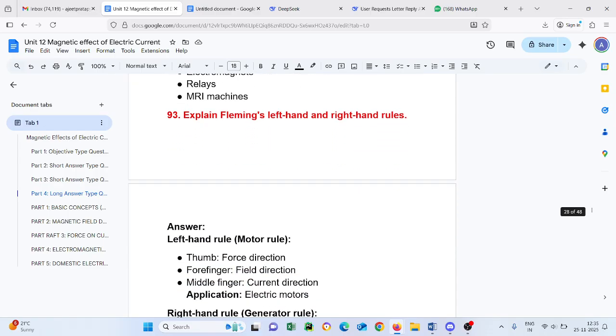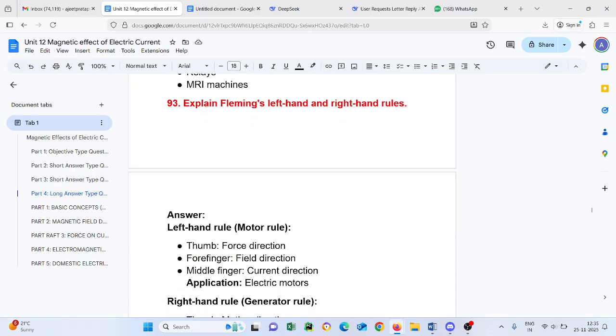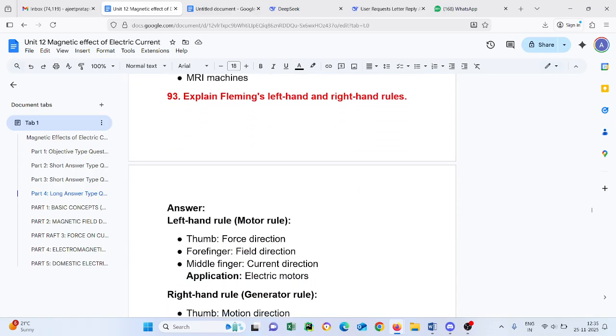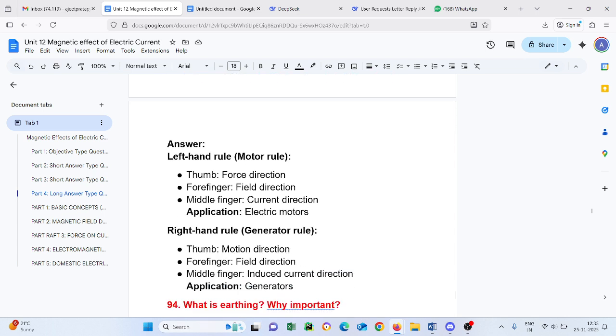Explain Fleming's left hand and right hand rules. Left hand rule is for motors: thumb shows force direction, forefinger field direction, middle finger current direction. Application: electric motor. Right hand rule is for generators: thumb shows motion direction, forefinger field direction, middle finger induced current direction. Application: generator.